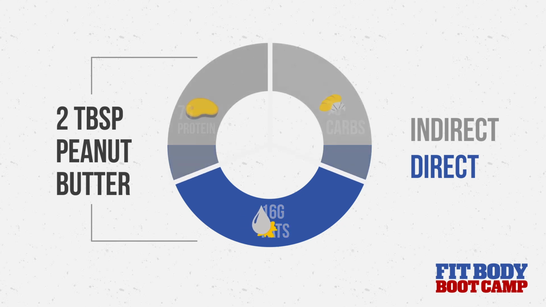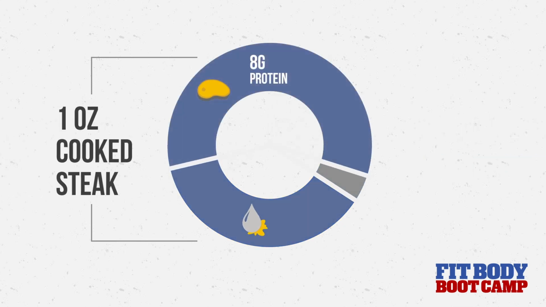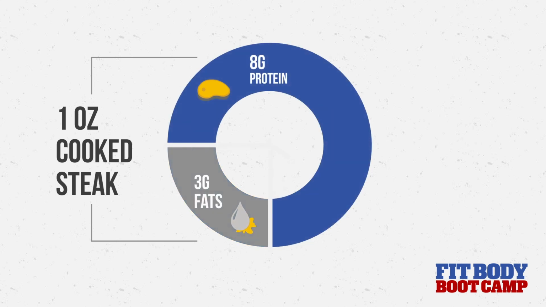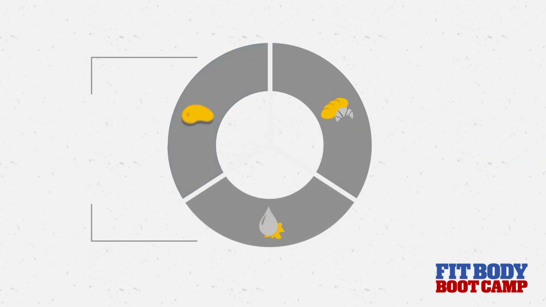Here's another example. 1 ounce of cooked steak has 8 grams of protein, 0 grams of carbs, and 3 grams of fat. Since there's more protein than there are carbs or fat, we only count the protein. That means protein is the direct macro source in steak, and we will count the 8 grams toward our protein intake. The fat is considered an indirect source, so we don't count it toward our macro totals. Majority rules.